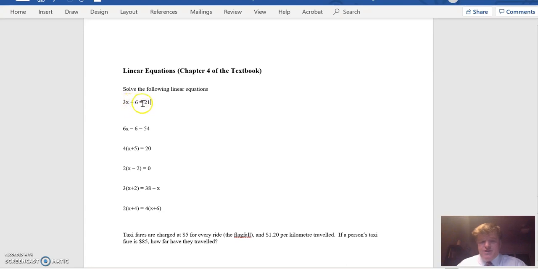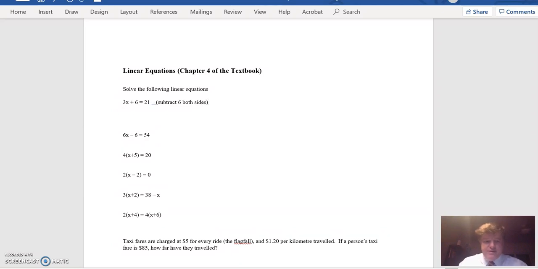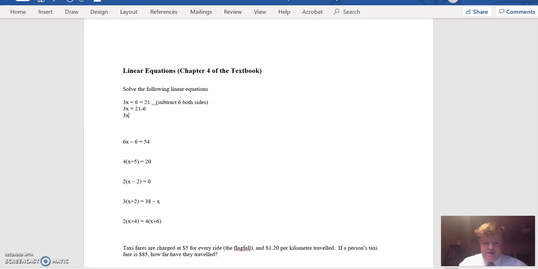So the first thing we usually deal with is the plus or minus. The opposite of adding 6 is we subtract 6 from both sides. Remember, if we do something to one side, we have to do it to the other. So 3x plus 6 minus 6, just going to leave 3x equals, and 21 minus 6 is going to be 15. So we've got 3x equals 15.